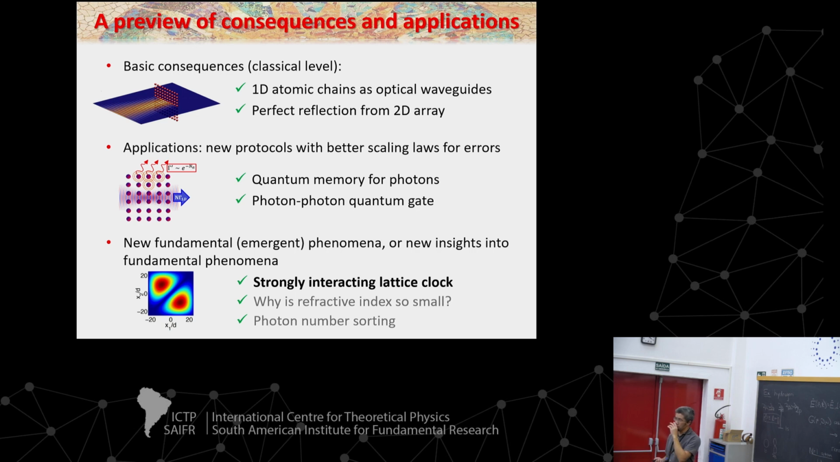So either people really have to figure out how to make Mott insulators much faster, or maybe use tweezers, which are potentially much faster to create these subwavelength arrays. So it's not completely trivial experimentally, but those are things to think about in the future, I think.